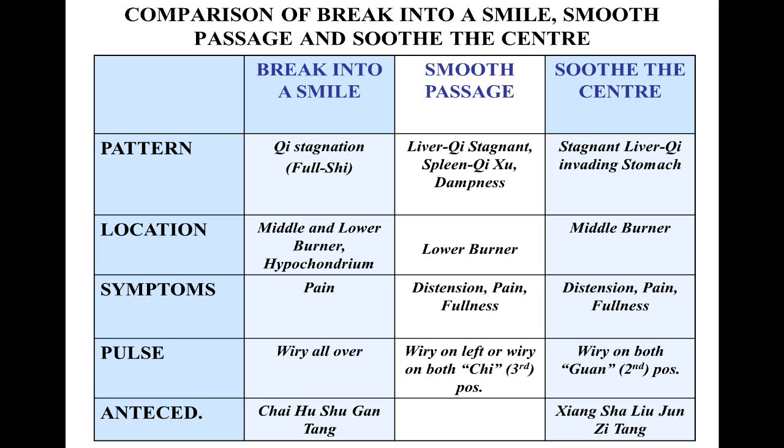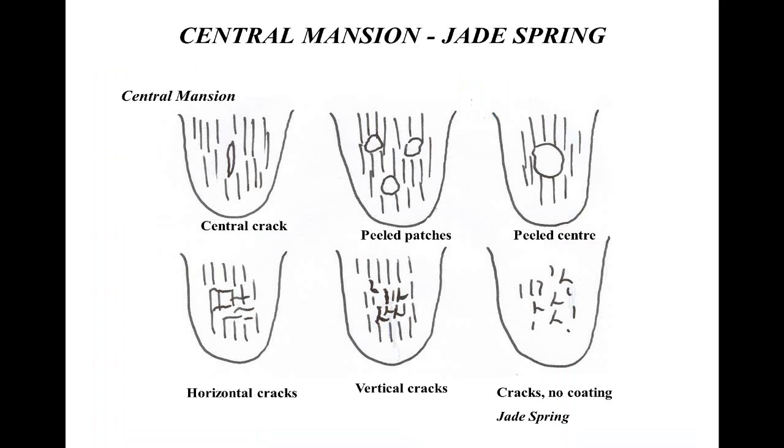This slide here illustrates the three remedies which are for Qi stagnation. And we've discussed all this, and I repeat, you will have this slide so that you don't need to write all this down. And these three remedies are distinguished according to pattern, location, symptoms, and pulse. This we've already discussed. We've seen the pictures for this.